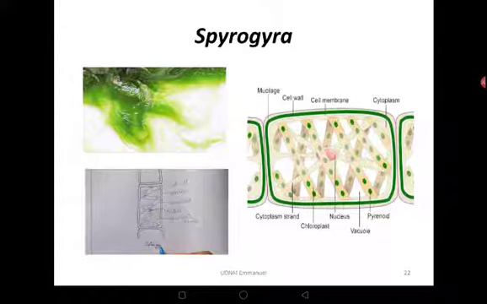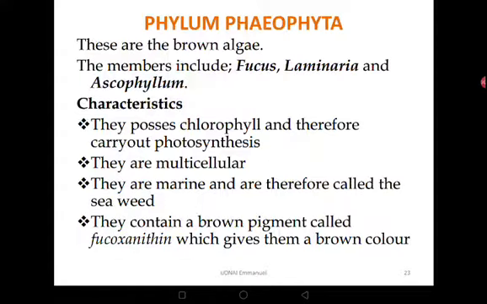So that is the structure, and usually this organism has many cells connected together to form a long filament. And then we have another phylum of the plant-like protists, phylum Phaeophyta, and these are usually brown algae like the Fucus, Ascophyllum, and others.